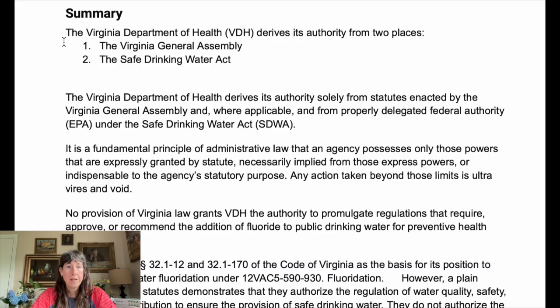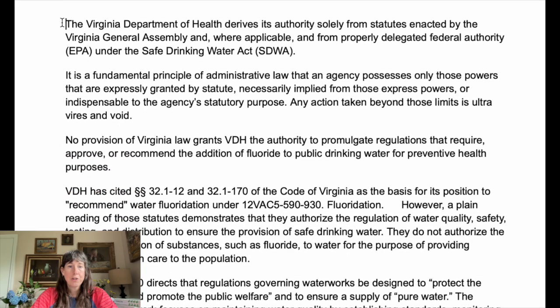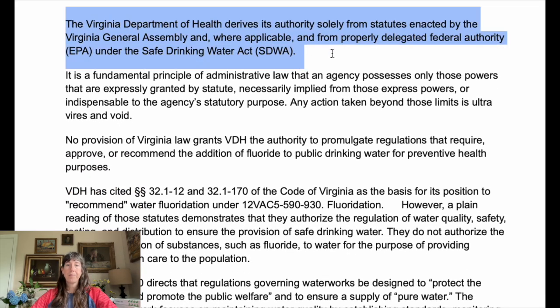Summary. The Virginia Department of Health derives its authority from two places: the Virginia General Assembly and the Safe Drinking Water Act. The Virginia Department of Health derives its authority solely from statutes enacted by the Virginia General Assembly and, where applicable, from properly delegated federal authority, the EPA, under the Safe Drinking Water Act. Sorry about that, guys.